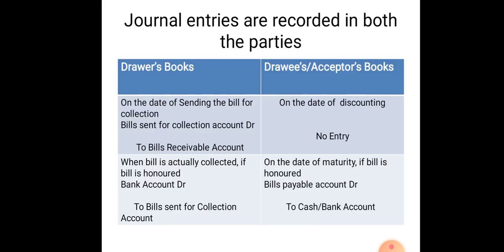That is, in the drawer's book, on the date of sending the bill for collection, the entry will be bill sent for collection account debtor to bills receivable account. And in drawee's book, there won't be any entry. And when the bill is actually collected, if the bill is honored, then the entry in the drawer's book would be bank account debtor to bill sent for collection account. And in drawee's book, the entry will be bills payable account debtor to cash or bank account.